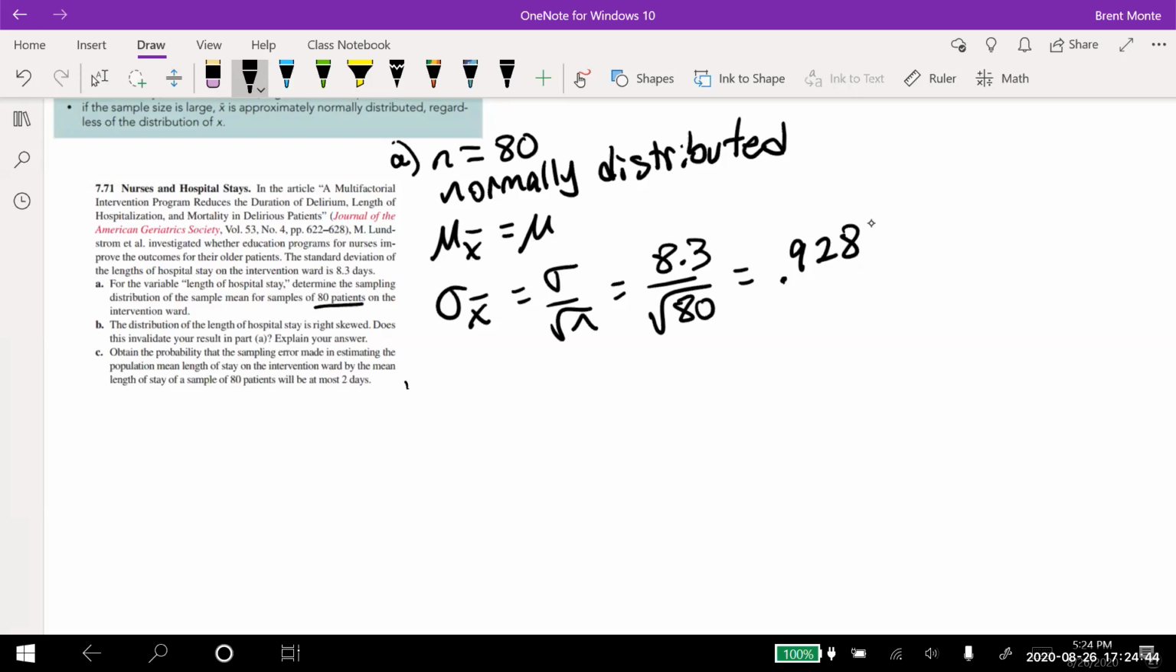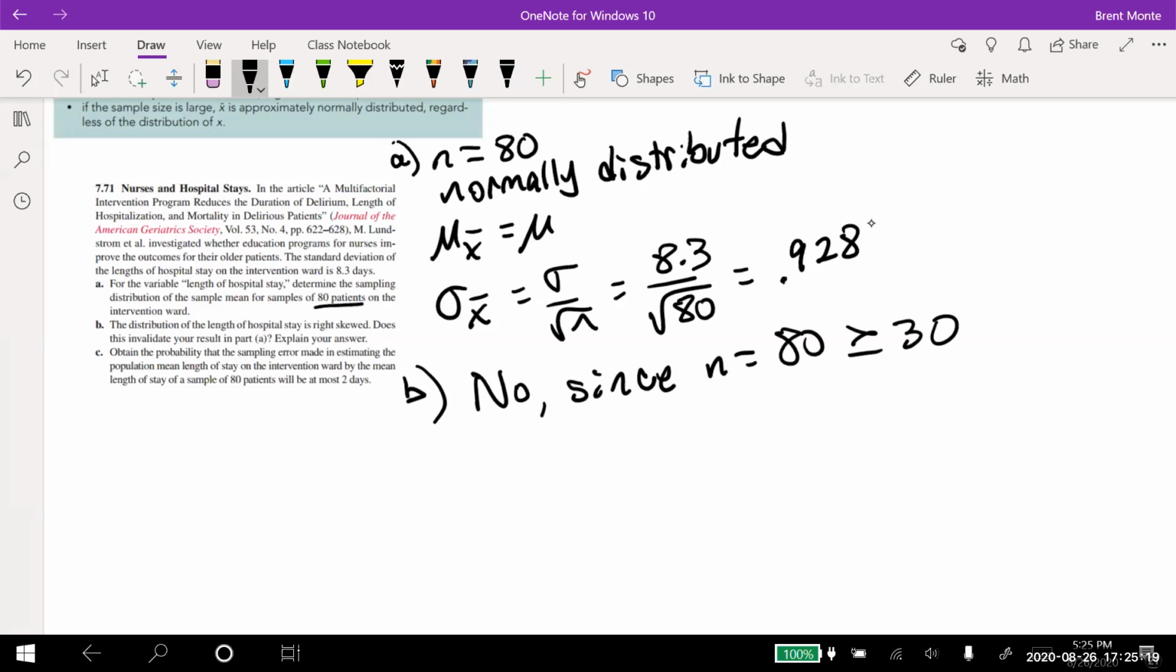Now, they tell us in B, hey, wait a second, the distribution of the length of hospital stay is right skewed. Does this invalidate your results in part A? We would say no, because remember the central limit theorem says it doesn't matter what the distribution of the original population is. As long as our sample size is large enough, which in this case is 30 or larger, then it's still normally distributed. So we'd say no, since n equals 80, which is larger than or equal to 30, so we're okay.